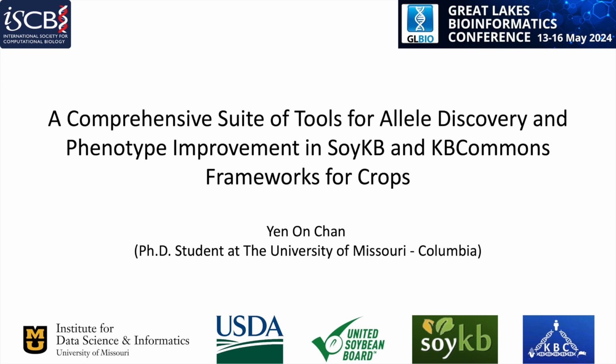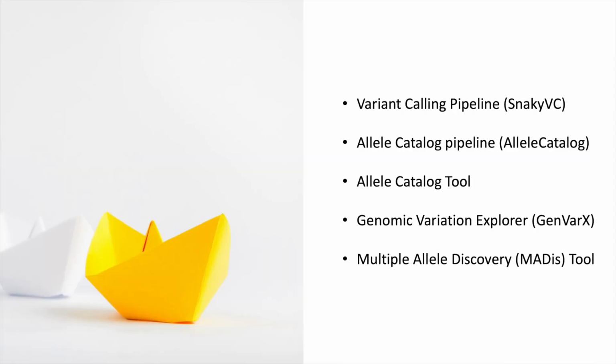The title of my poster is A Comprehensive Suite of Tools for Allele Discovery and Phenotype Improvement in SoyKB and KBCommons Frameworks for Crops. There are 5 tools in my poster, which are the Variant Calling Pipeline, the Allele Catalog Pipeline, the Allele Catalog Tool, the Genomic Variation Explorer, and the Multiple Allele Discovery Tool.